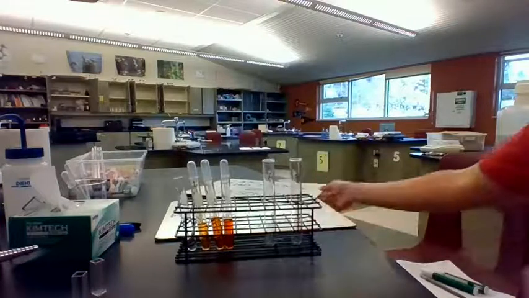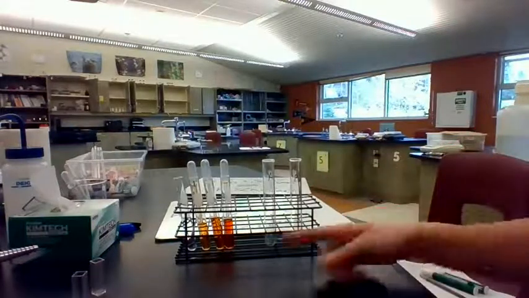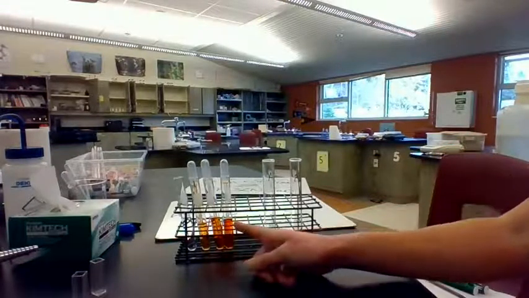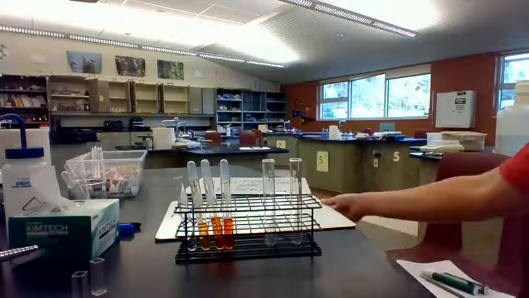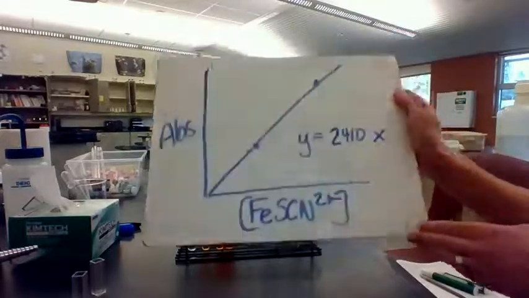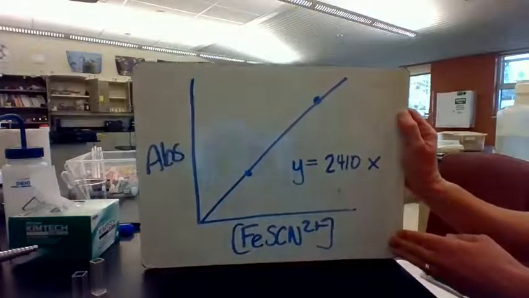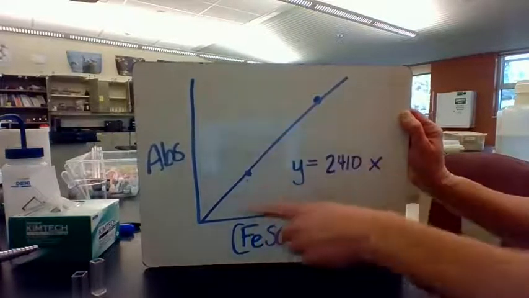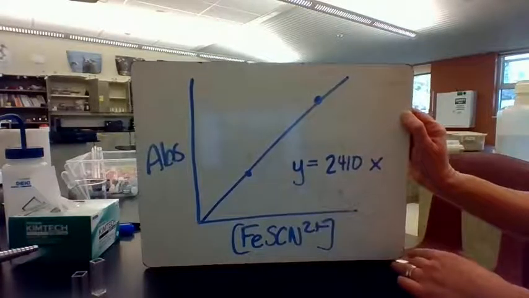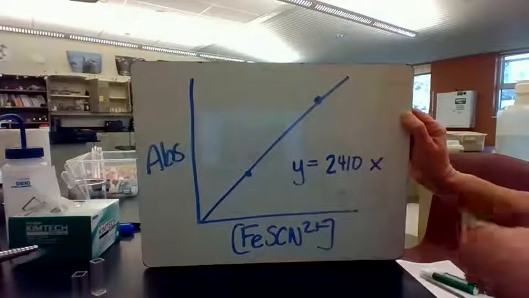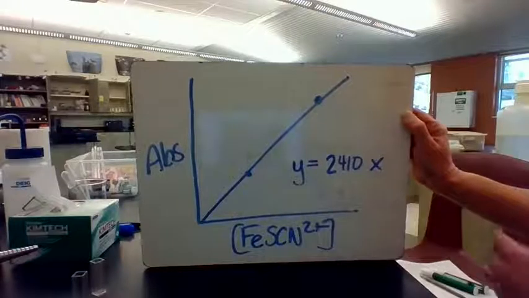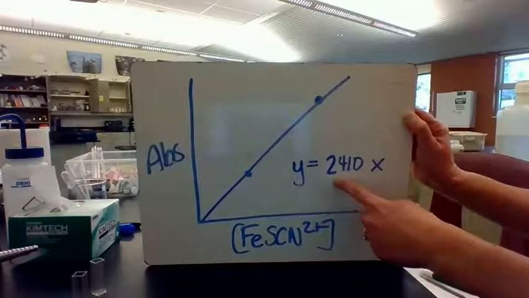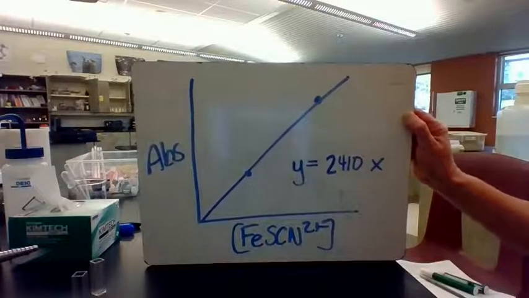So in part 1 of this experiment, what we did is we made some solutions with known concentrations of iron thiocyanate, and we graphed that. So we measured concentration versus absorbance. This is commonly known as a Beer's law plot. So it tells us the relationship between concentration and absorbance, and we found the slope of this line, and in these conditions, the slope of the line is 2,410.